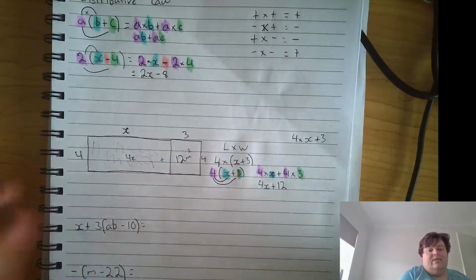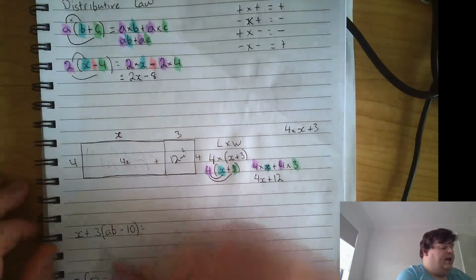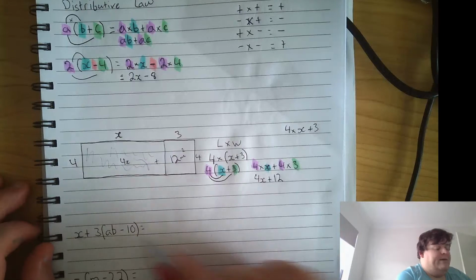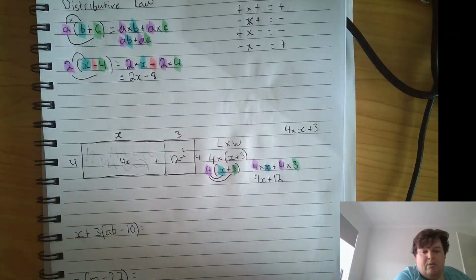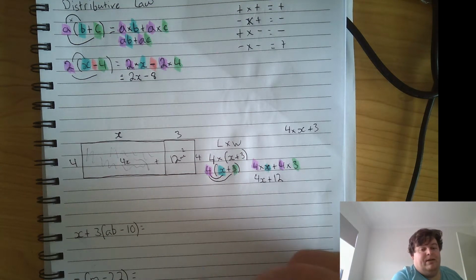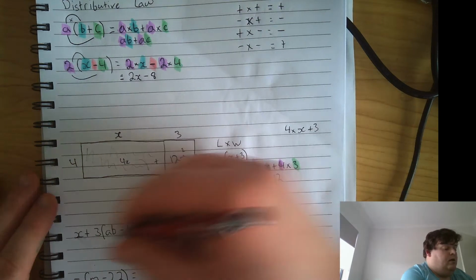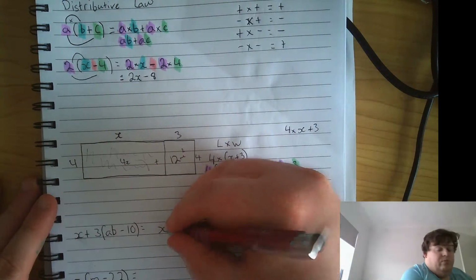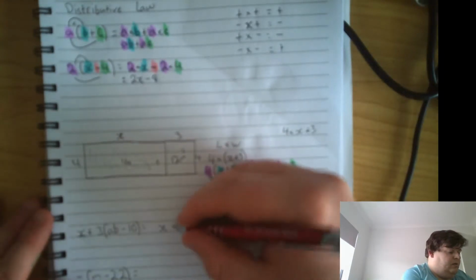Now let's look at another scenario. We've got x plus 3 open bracket ab minus 10. And I wanted to show you this one because I wanted you to keep in mind how things work. And this is a common thing that people make mistakes with as well. So, all right, so the x just stays put. I'm not going to touch the x.